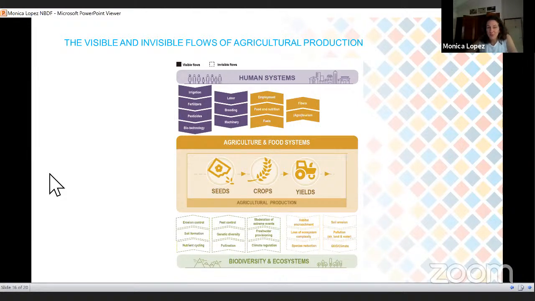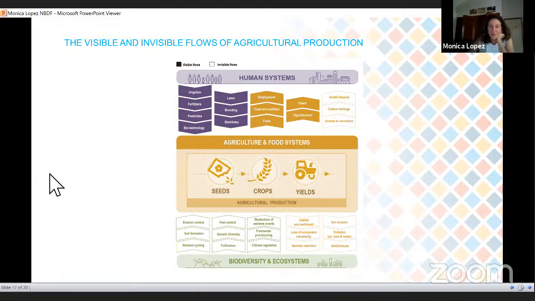But then there are also invisible flows that go from agriculture and food to biodiversity and ecosystems. That's what we call the externalities, that we don't always measure, but we must keep in mind if we're going to make good decisions in terms of the future. Like the pollution or the loss of ecosystems, the species reduction, and the impact on the climate. And I believe some of the studies that we will listen to have been able to get the value of these services.